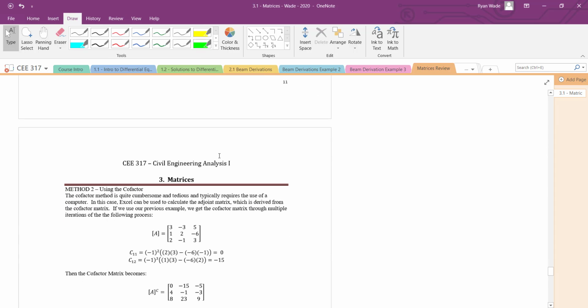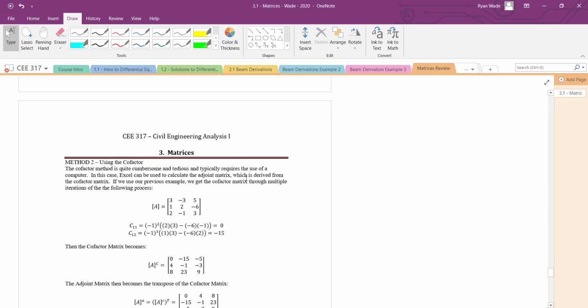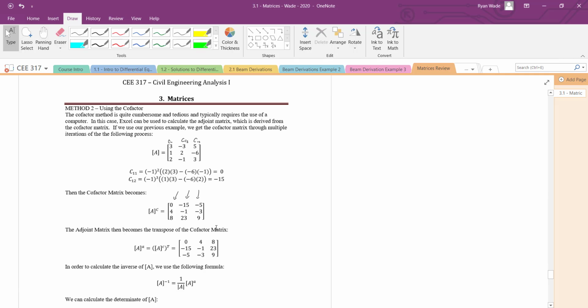Another method that we can use is a little bit cumbersome and tedious, but both ways are kind of cumbersome and tedious, and it helps to have a computer in order to solve for this one. But what we can get is we're going to look for the cofactor matrix. So what we do is we take the cofactor of each of these spots, so C11, C12, C13, and we input it into its own matrix here. So wherever C11 is, it becomes the cofactor matrix.